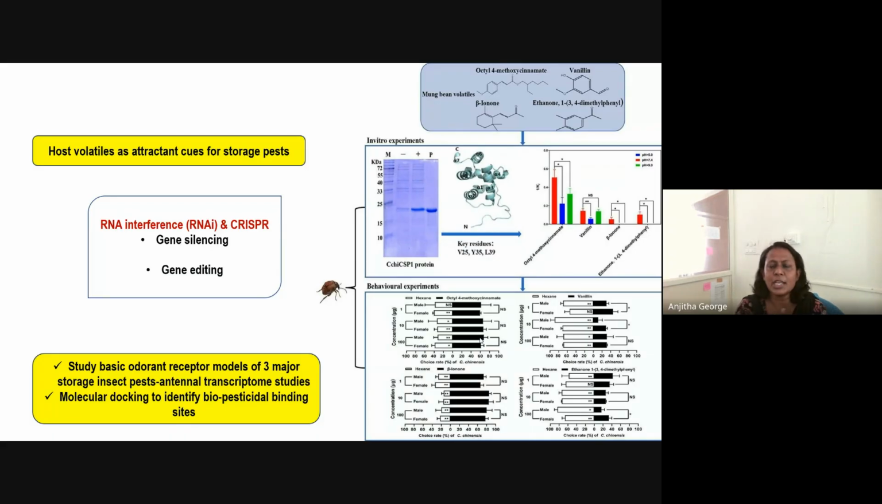So these are some of the four to five areas. I think I have just given you an exposure where possibilities are still there to explore, and science has been progressing these days, and I hope we can come out with promising alternative management methods for the storage insect pests that are affecting the seeds.